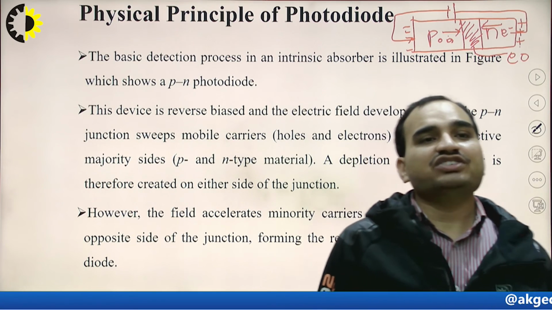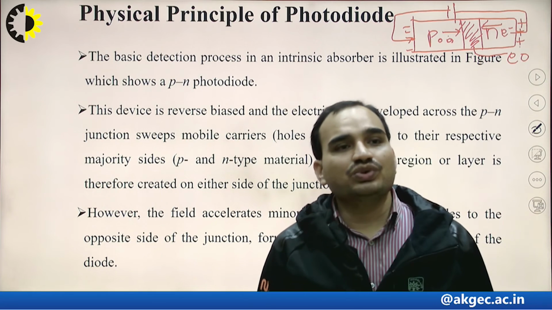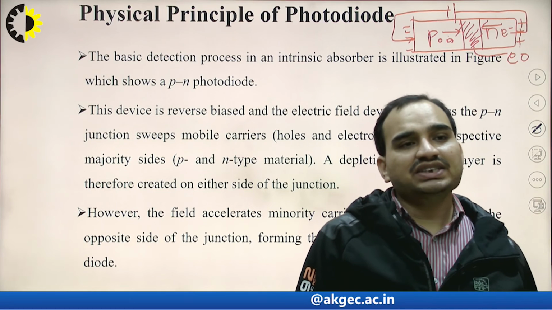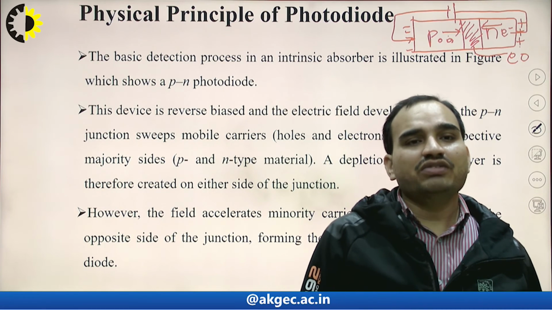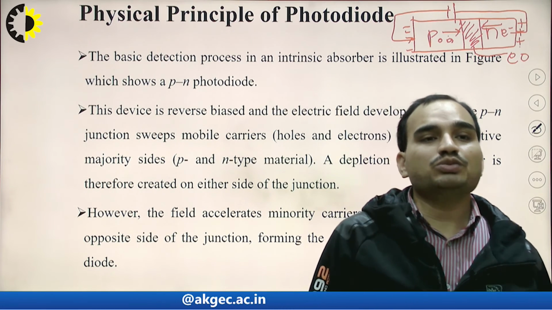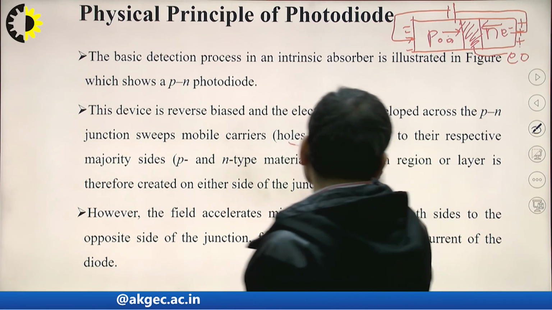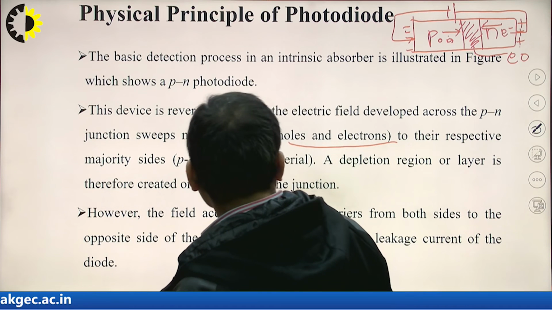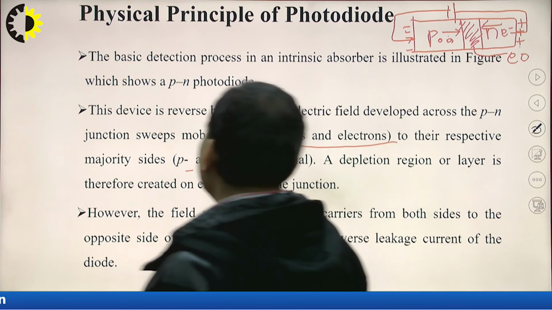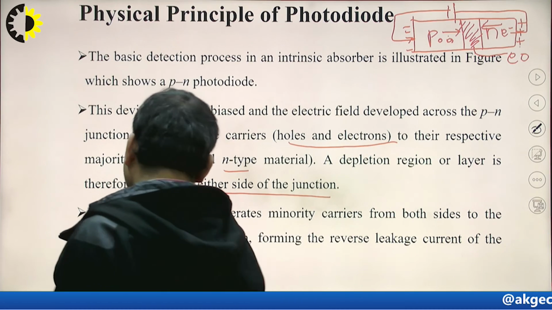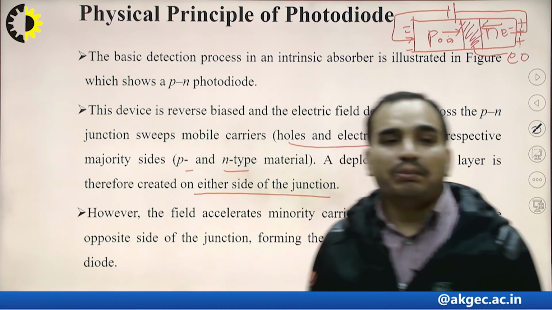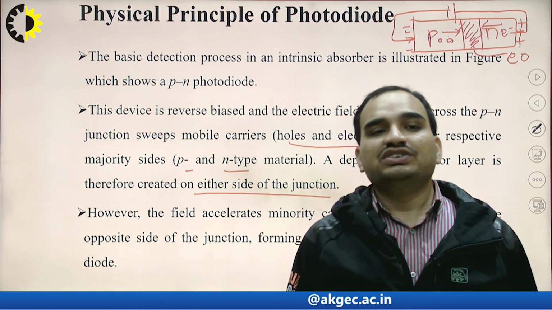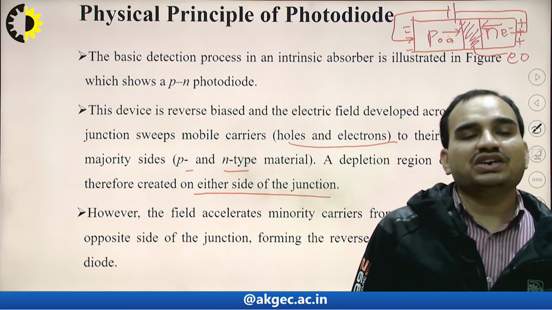The basic detection process is an intrinsic absorption, shown in the figure, that is a PN photodiode. This device is reverse biased, and the electric field developed across the PN junction sweeps mobile carriers, that is holes and electrons, to their respective majority sides, that is p-type and n-type material, and the depletion region is therefore created on either side of the junction. The field accelerates minority carriers from both sides in the opposite direction across the junction, forming the reverse leakage current of the diode.